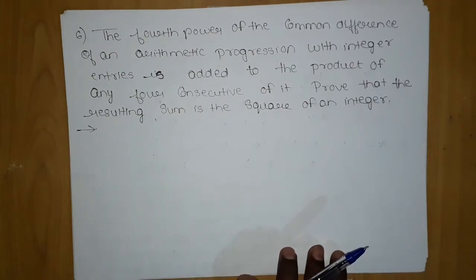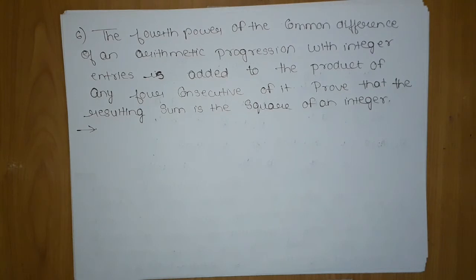The next question, this is the 6th question. It says the 4th power of the common difference of an arithmetic progression with integer entries is added to the product of any 4 consecutive terms of it. Prove that the resulting sum is the square of an integer. We want to prove this. Now how will I take the terms?